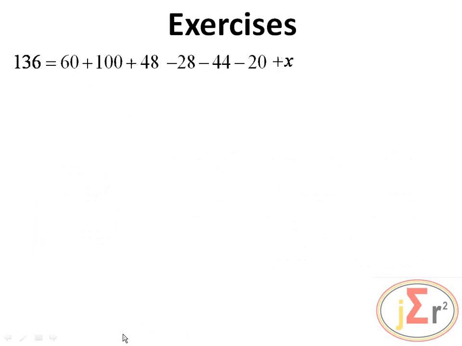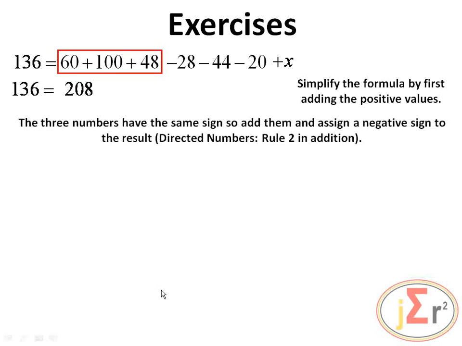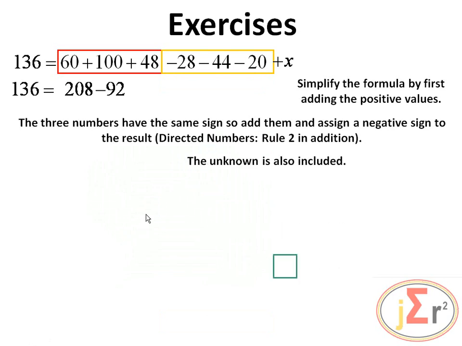So we are going to simplify with some arithmetic. So we are going to add those, and of course in directed numbers, what do we do? If we are adding numbers that have the same sign, we add all the values and the answer will have the same sign as those numbers that we have added. So when we add them, we get 92, so the result is negative 92, and of course the unknown is not to be left out and occupies its position right there.